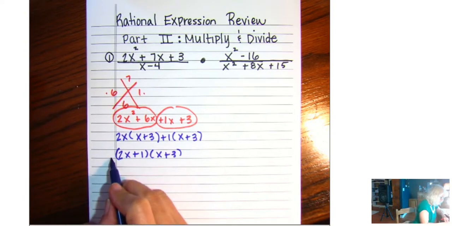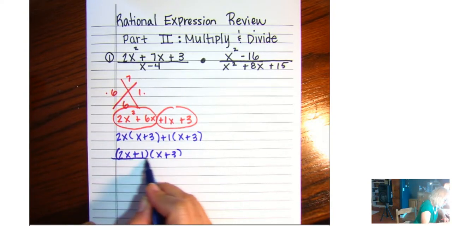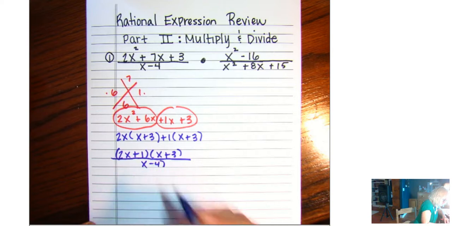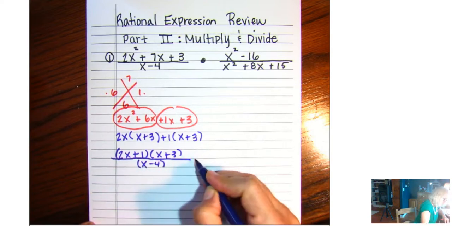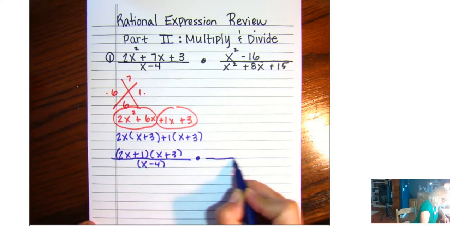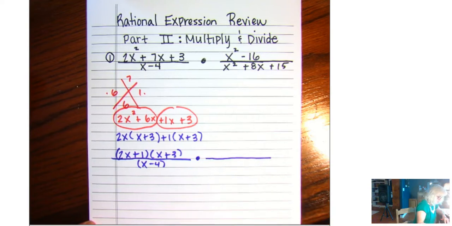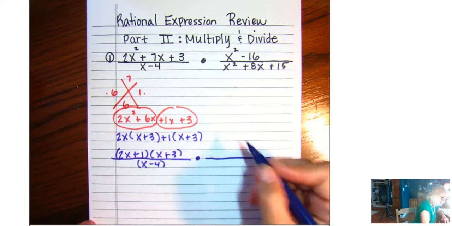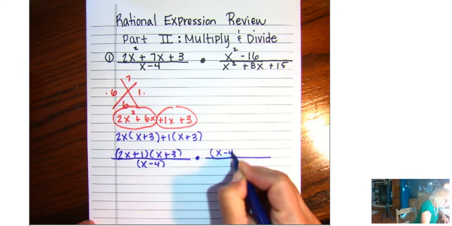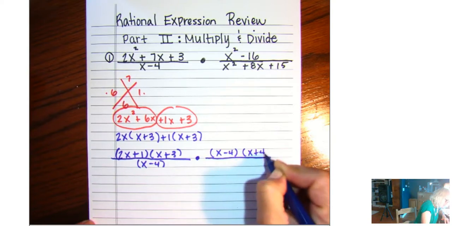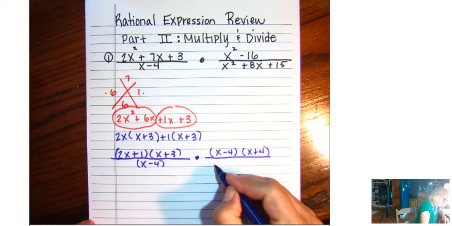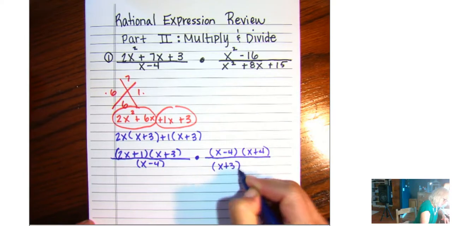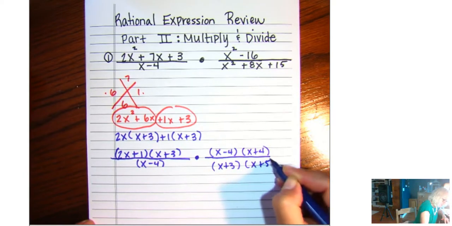Our second fraction, our denominator is just x minus 4, so I'm going to be good there. Recopy that multiplication dot, and then the second piece of the problem, that x squared minus 16, that's x minus 4, x plus 4. And then the bottom is going to be an x plus 3, and then an x plus 5.